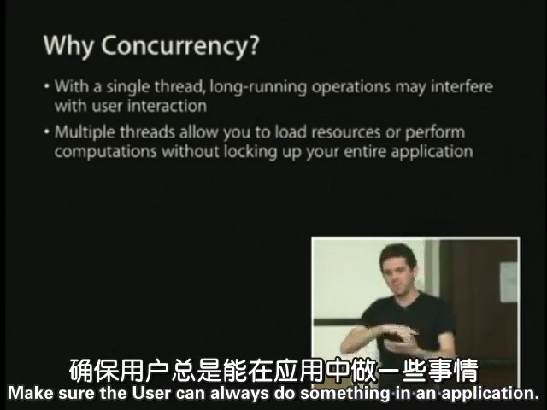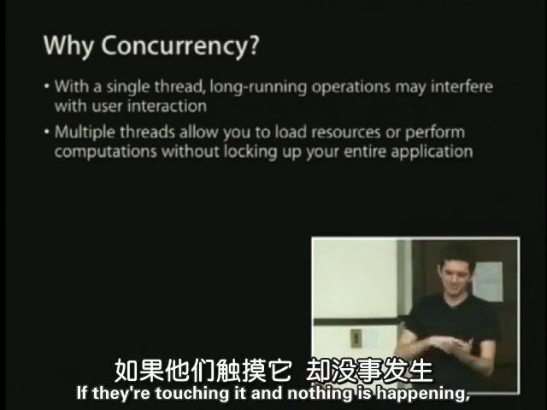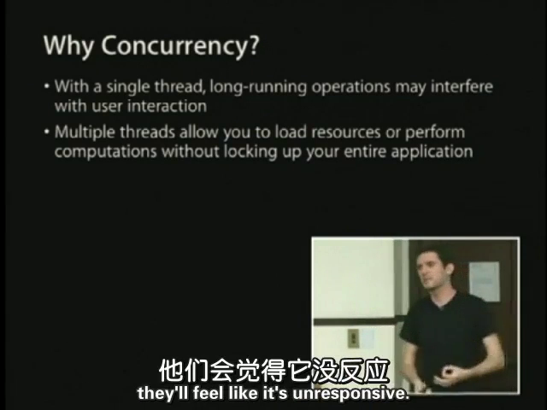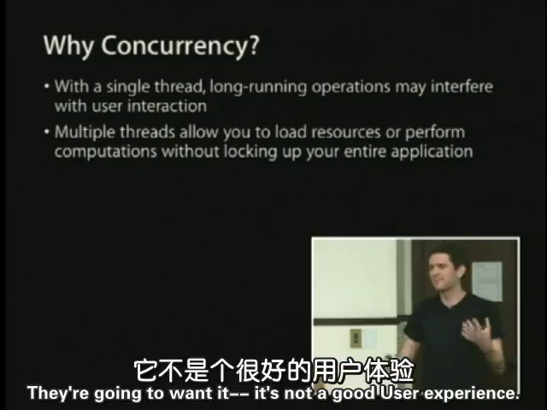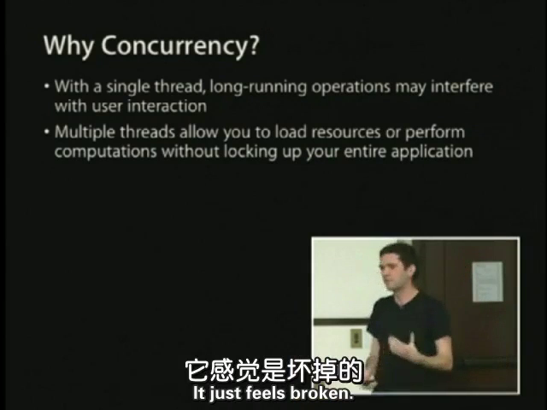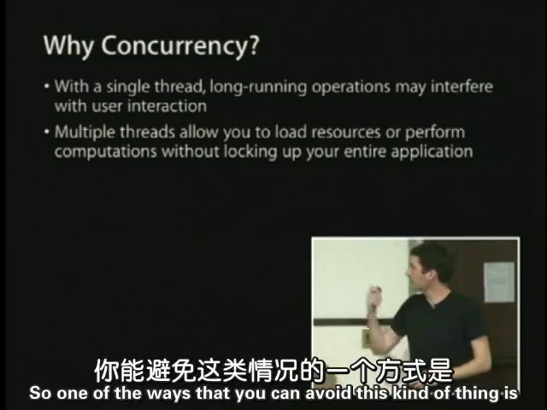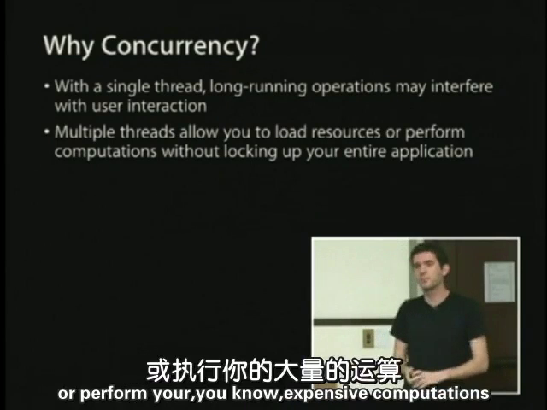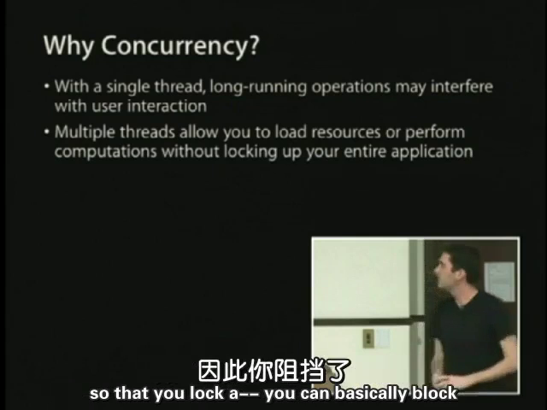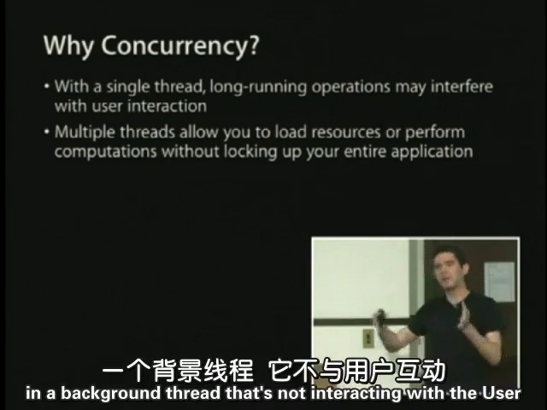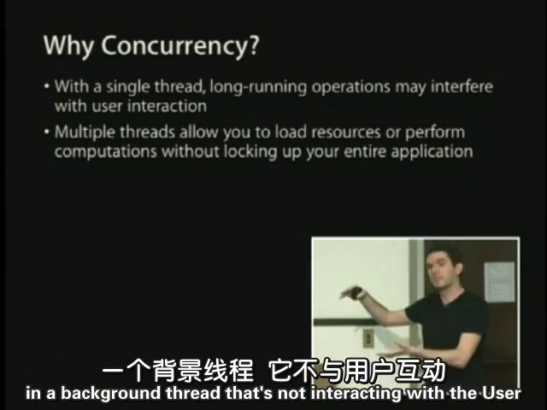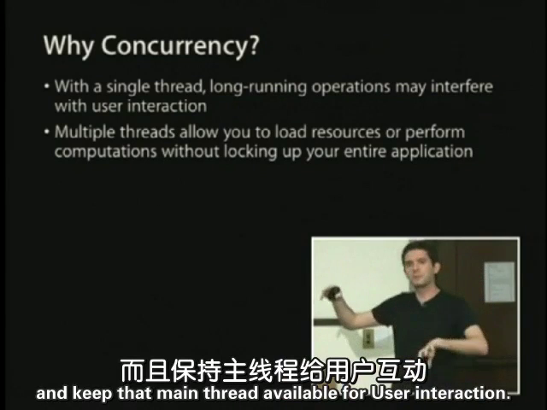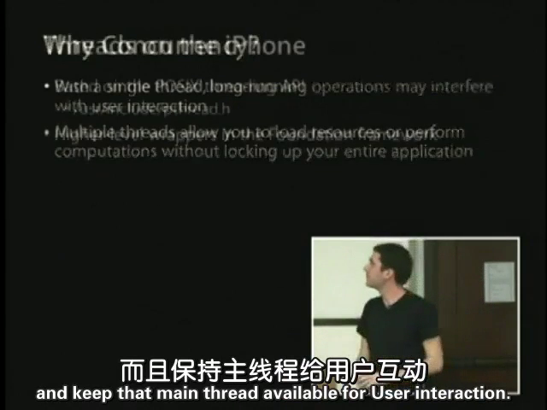Make sure the user can always do something in your application. If they're touching it and nothing's happening, they'll feel like it's unresponsive. They're going to try and kill it. It's not a good user experience. It just feels broken. So one of the ways that you can avoid this kind of thing is by using multiple threads to load your resources or perform your expensive computations, so that you can basically block in a background thread that's not interacting with the user and keep that main thread available for user interaction.